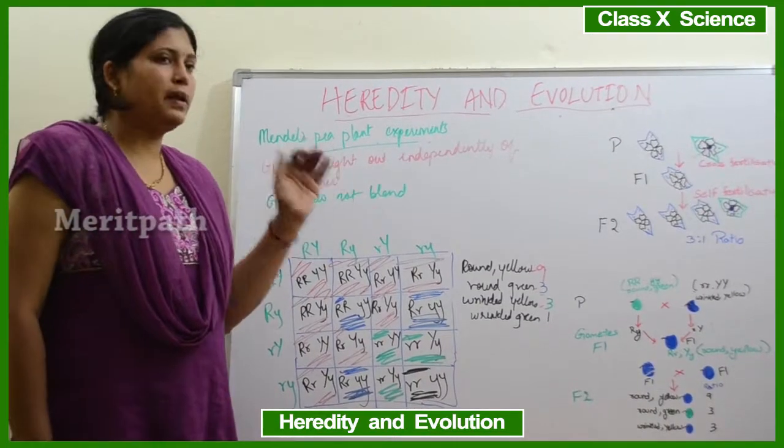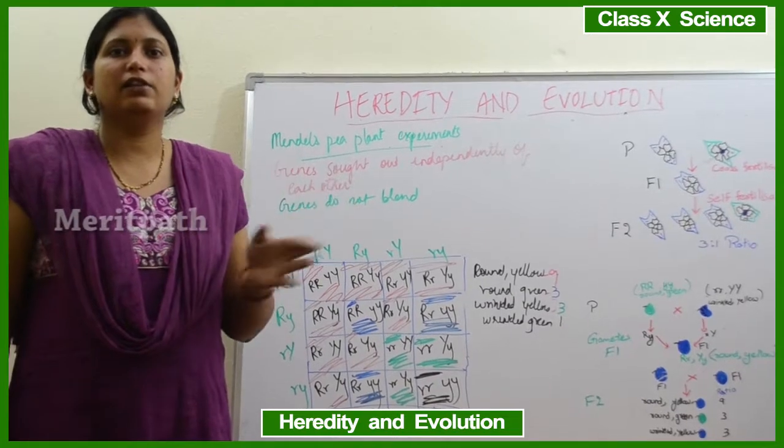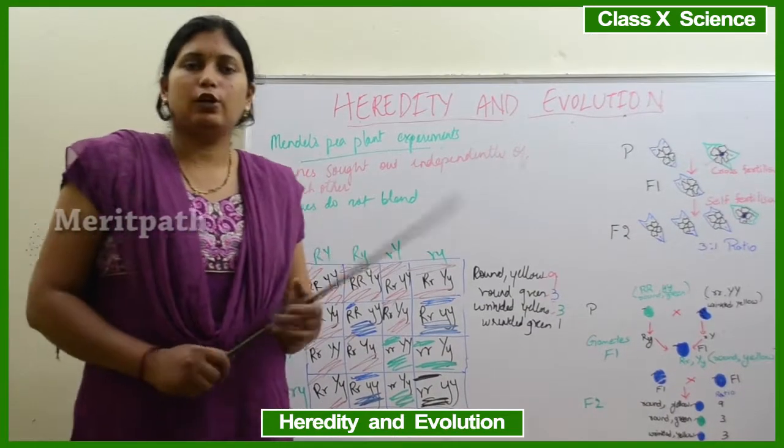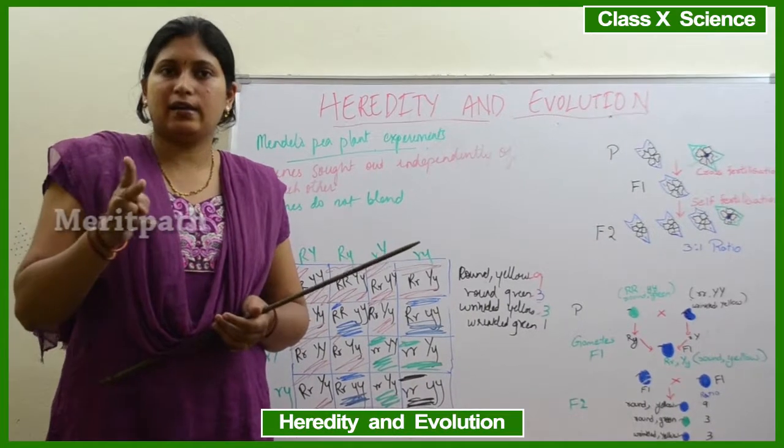Next is Mendel's second experiment. Here he did a dihybrid cross. A dihybrid cross means one plant having two characteristics, okay?